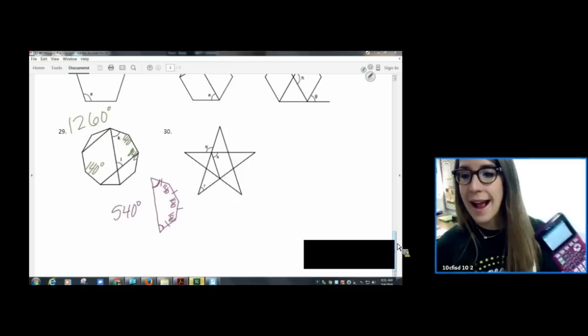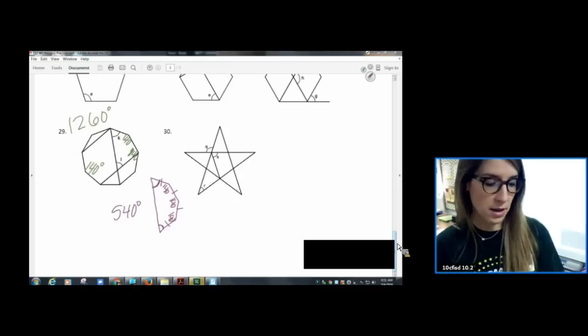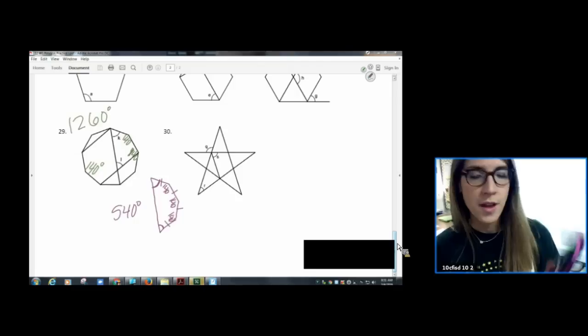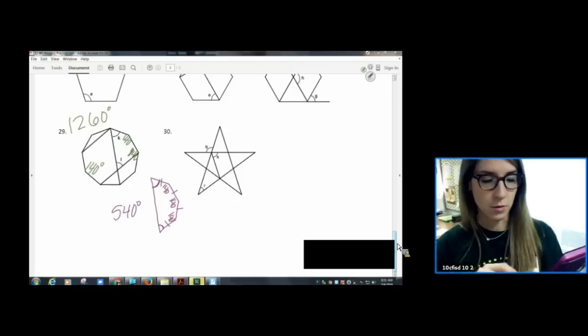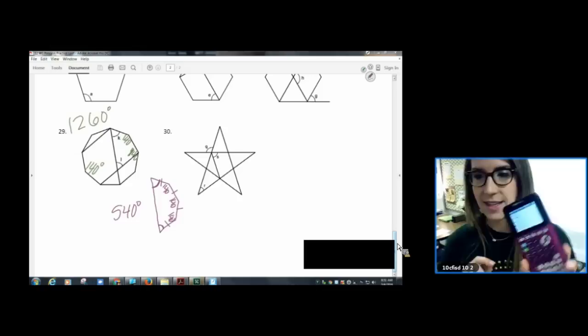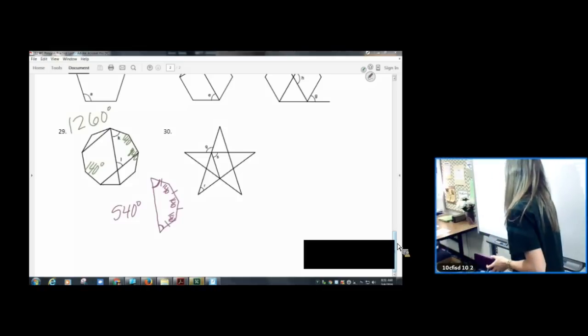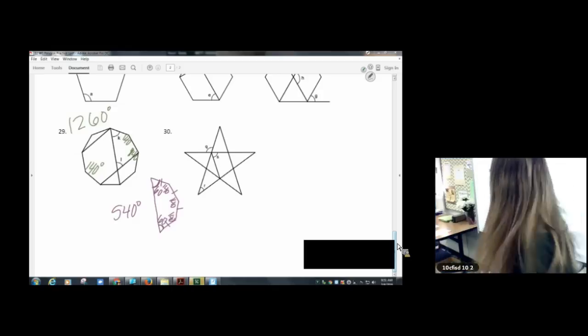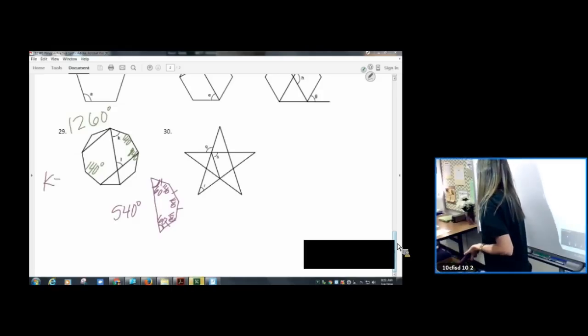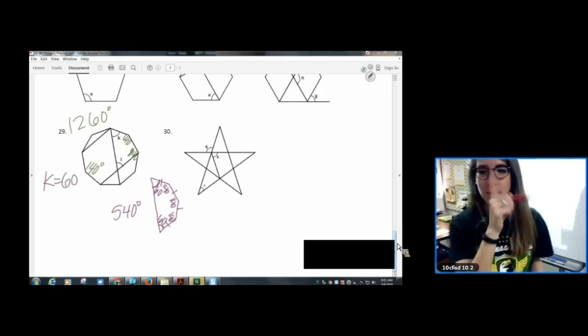So I'm going to subtract what I got so far. 140 times 3 is 420. So 540 minus 420, I've got 120 degrees, and now I divide it by 2. 60. I told you, when in doubt, guess 60, right? So we've now found K. There might have been an easier way to do that. If you find an easier way, you let me know.